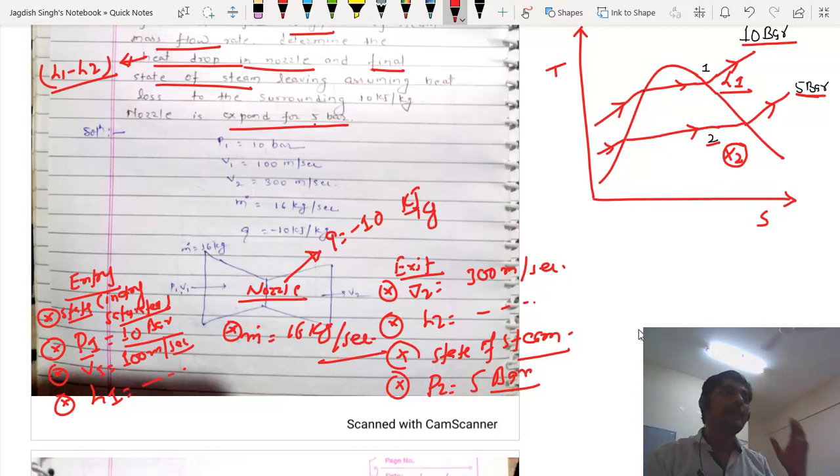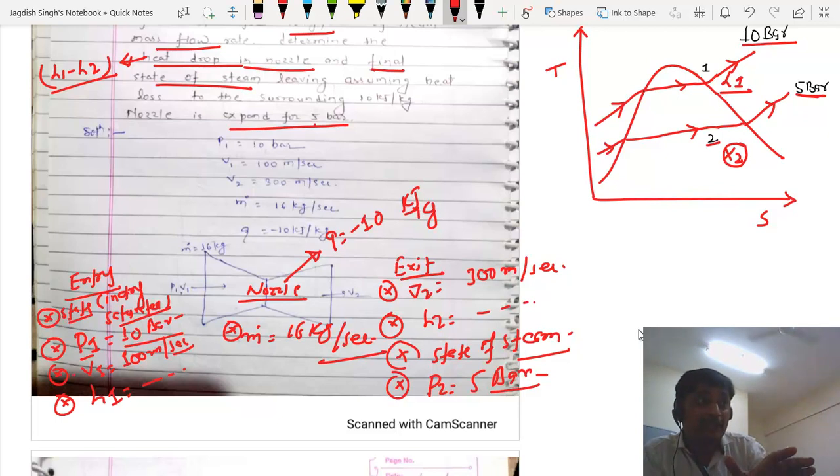We have already explained in the beginning the basic definition of nozzle. We had explained nozzle is a device in which velocity is increased several times at an expense of pressure. That means at the cost of pressure, this velocity increased several times. Look, at an entry, the pressure is 10 bar. At an exit, pressure is 5 bar. That means at an entry, the pressure of the steam is 10 bar, and at an exit, pressure of the steam becomes 5 bar.